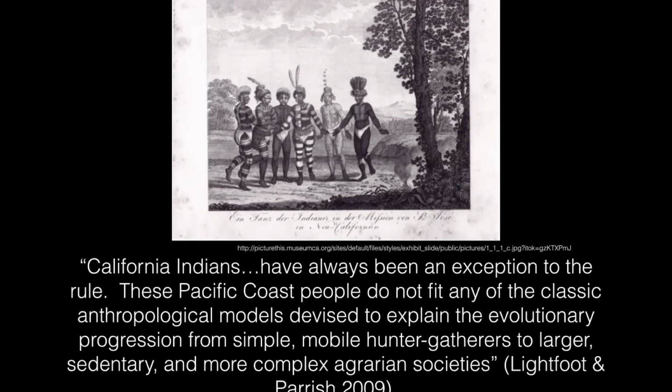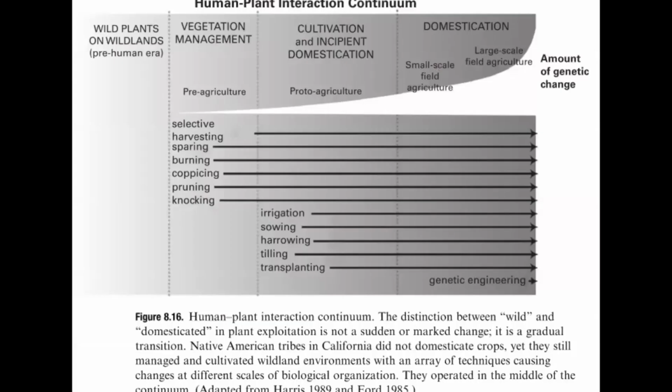And so when anthropologists look at the continuum of human history, they go from hunter-gatherer to agrarian societies or farming societies. But California Indians were not simply hunter-gatherers. You know, they were more sophisticated than that. They were managing ecosystems and promoting and changing the composition of plant communities. But they were not agrarian or farming societies either. They were operating somewhere in the middle of that. And this middle section is often referred to as proto-agriculture.